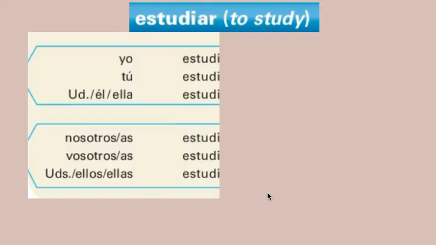Now, for example, let's say we had a verb like estudiar, meaning to study. First thing we do is take off the AR. We're left with the stem. For example, yo estudio, tú, él, usted. And then we add the endings. Yo estudio, I study. Tú estudias, you study. Él, usted estudia, he or she or you formal study. Nosotros estudiamos, we study. Vosotros estudiáis, y'all study. Ellos, ellas, ustedes estudian, they or you all study.